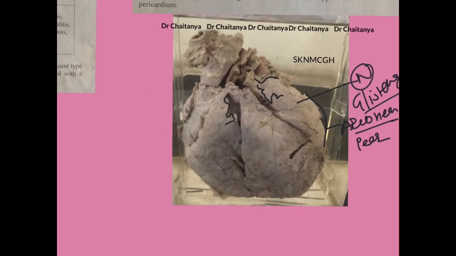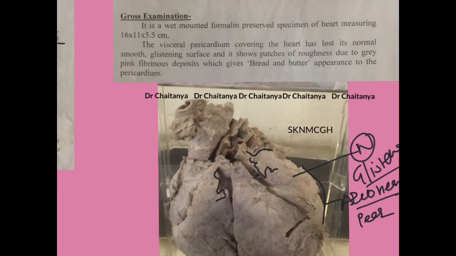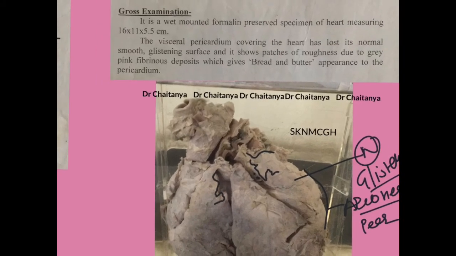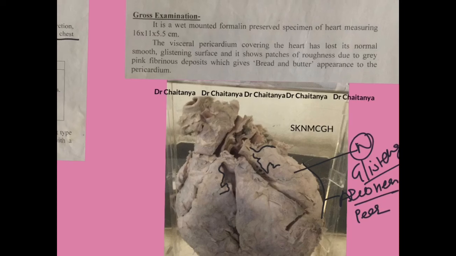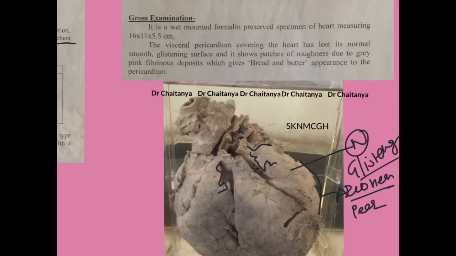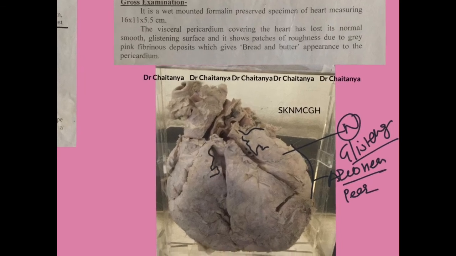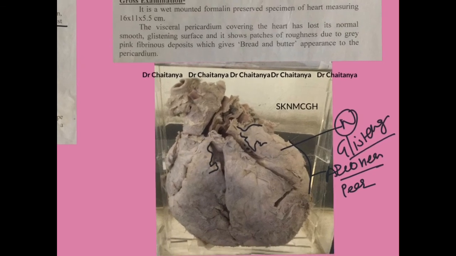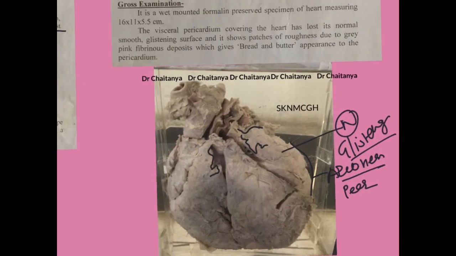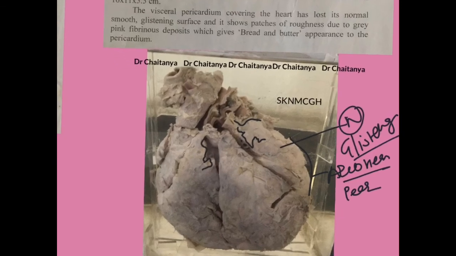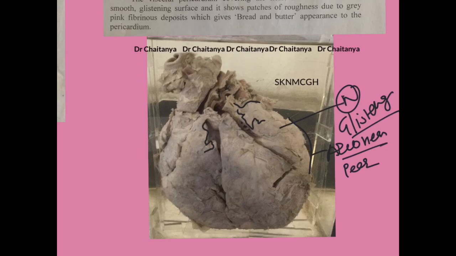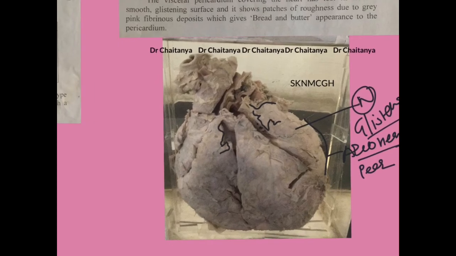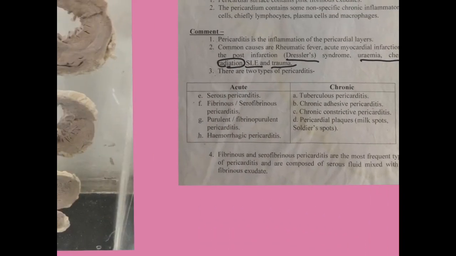So this is one kind of inflammation which occurs around the heart, that is the pericardium. This is a formalin wet mount preserved specimen of the heart measuring around 16 into 11 into 5.5 centimeter, and the visceral pericardium covering the heart has lost its normal glistening and shows patches of roughness due to grey pink fibrinous deposit, which is also called the bread and butter appearance of the pericardium. So this is pericarditis.